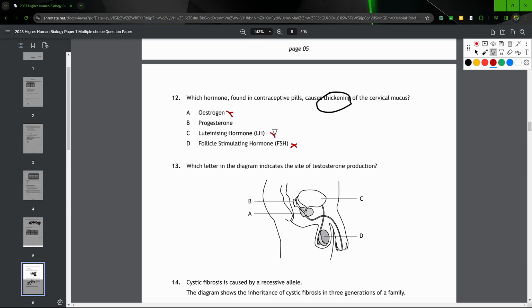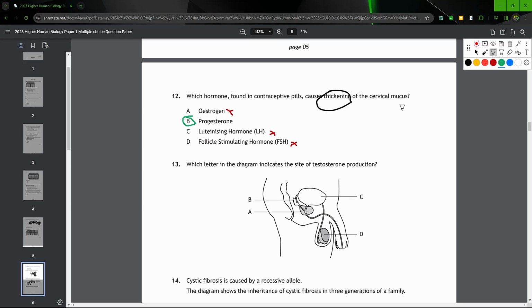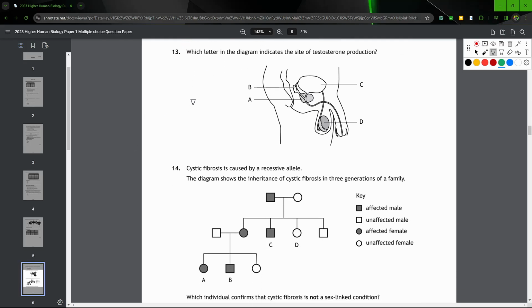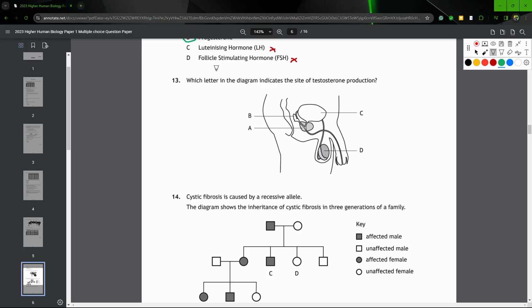It's not luteinizing hormone either because LH actually causes ovulation, which is not what you want when you do contraceptive. So it's probably progesterone, isn't it? And it is one of the things you probably just need to remember, but progesterone, when it's produced by the corpus luteum, causes thickening of the cervical mucus, because once it starts producing, they don't want any more sperm getting into the reproductive tract.